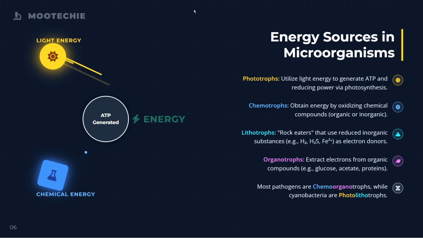We can further classify chemotrophs based on their electron source. Lithotrophs, often called rock eaters, use reduced inorganic substances like hydrogen gas, hydrogen sulfide, or ferrous iron as their electron donors. Organotrophs, in contrast, extract electrons from organic compounds like glucose or proteins. Most disease-causing pathogens are chemoorganotrophs, meaning they get both energy and electrons from organic matter. Cyanobacteria, key oxygen producers, are an example of photolithotrophs, using light for energy and inorganic compounds for electrons.